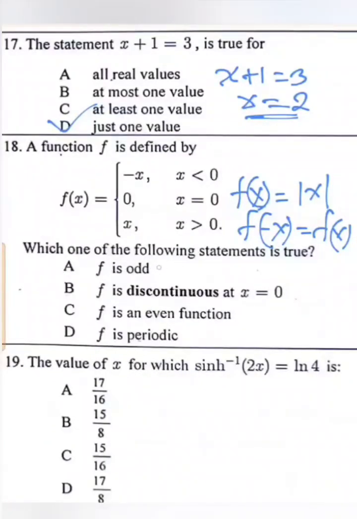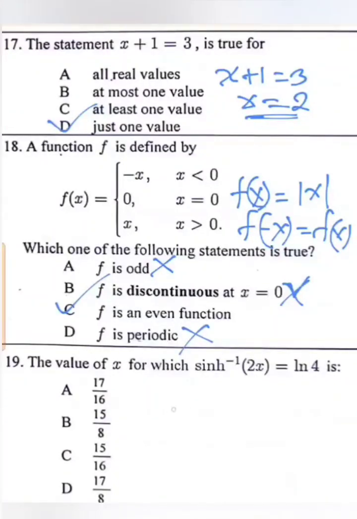We have f being odd. F is odd is wrong. F is discontinuous at x equals 0. No, f is continuous because the limit to the left of 0 is 0. The limit to the right of 0 is 0. And it corresponds to f of 0, which is also 0. So at 0, that function is continuous, not discontinuous. And the function being even, C should then be the correct option, since the function is not periodic.